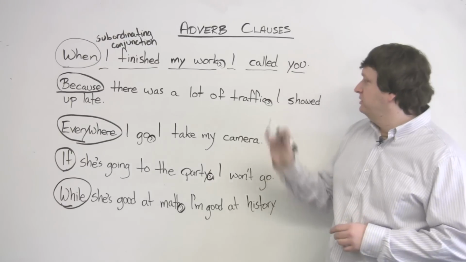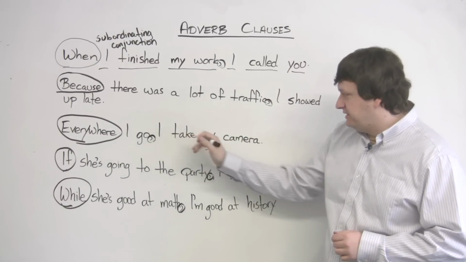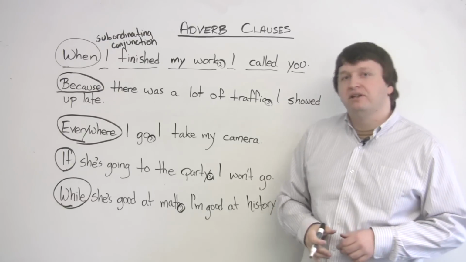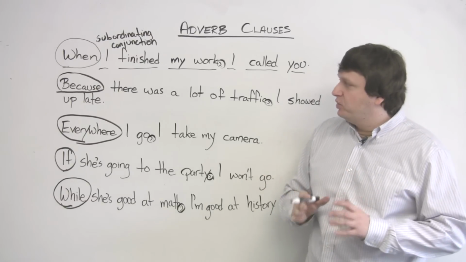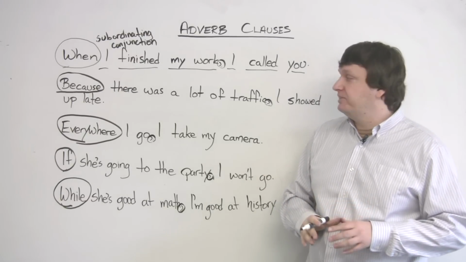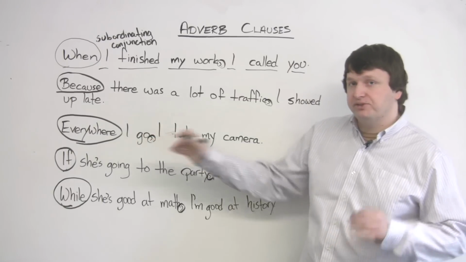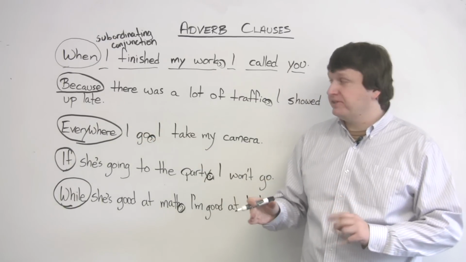I called you. I showed up late. I take my camera. I won't go. I'm good at history. So when the subordinate clause, the adverb clause here comes first, you have to separate it with a comma before you start the next part of the sentence.